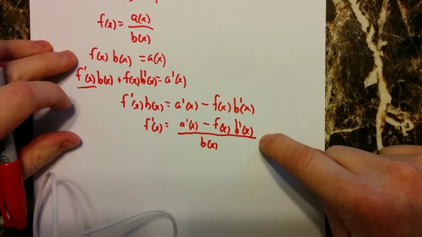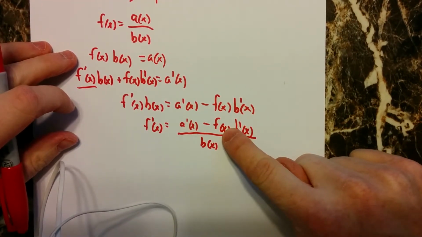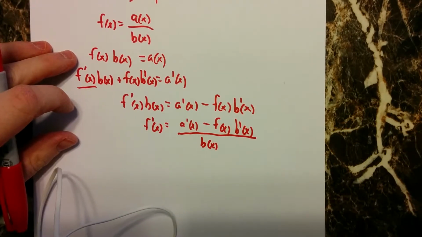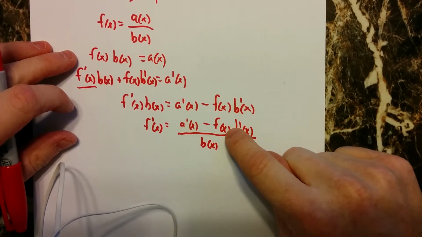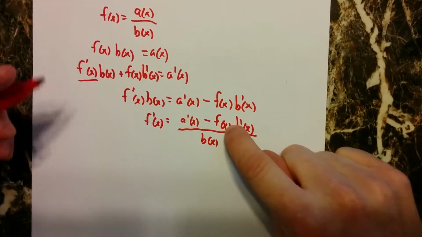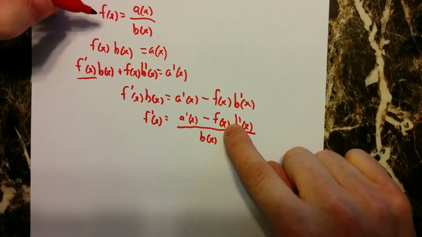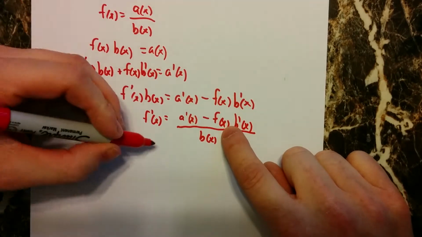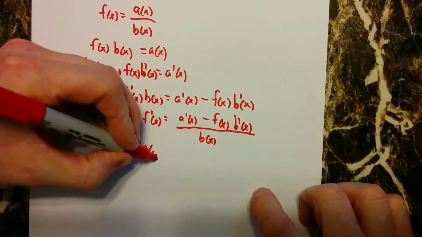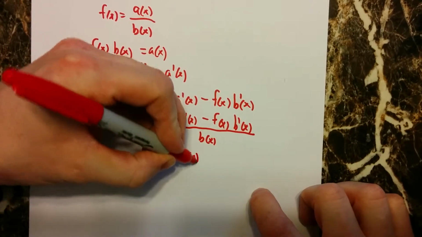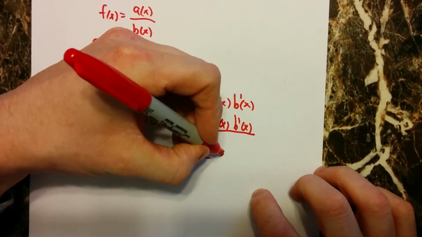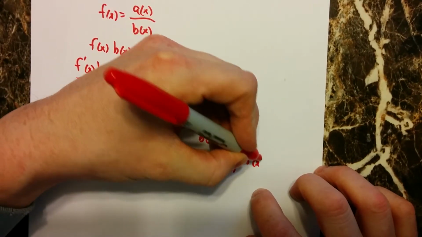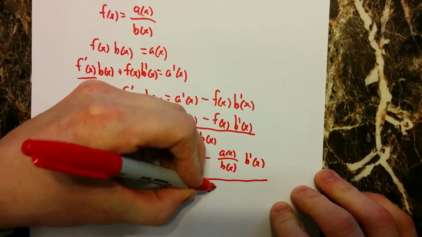This would be it, except for the fact that we now have this f of x written in the derivative, and we don't want that, so we're going to get rid of it. To do that, we go back up here and observe that f of x is equal to a of x over b of x. So we'll do a substitution there: f prime of x equals a prime of x minus, a of x over b of x times b prime of x, over b of x.